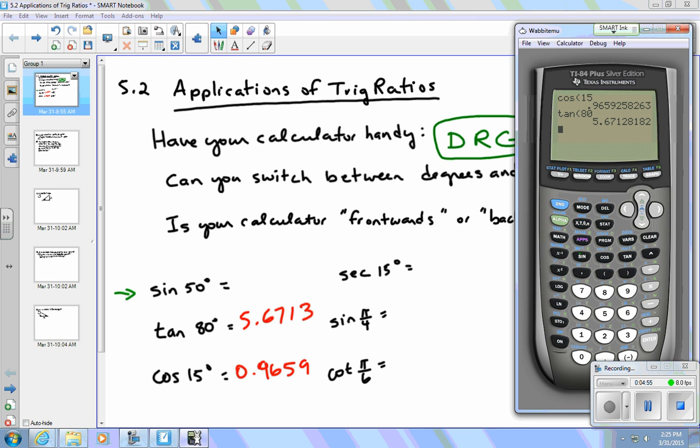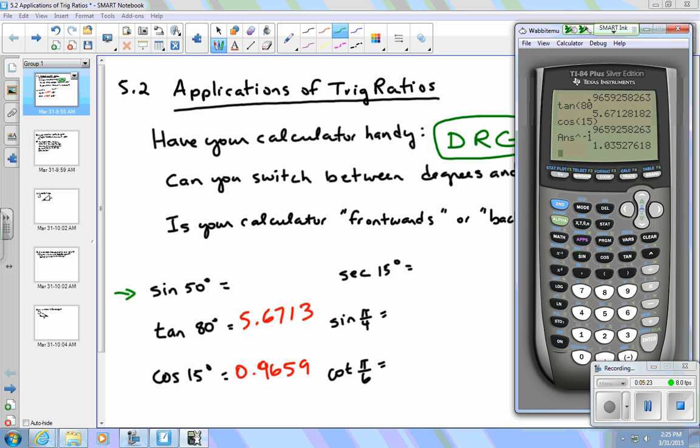So secant is the reciprocal of cosine of 15 degrees. So what I can do is the cosine of 15 degrees, hit enter, and what I want is the reciprocal of that. So I could raise it to the power of -1, for instance, and I'll get 1.0353.